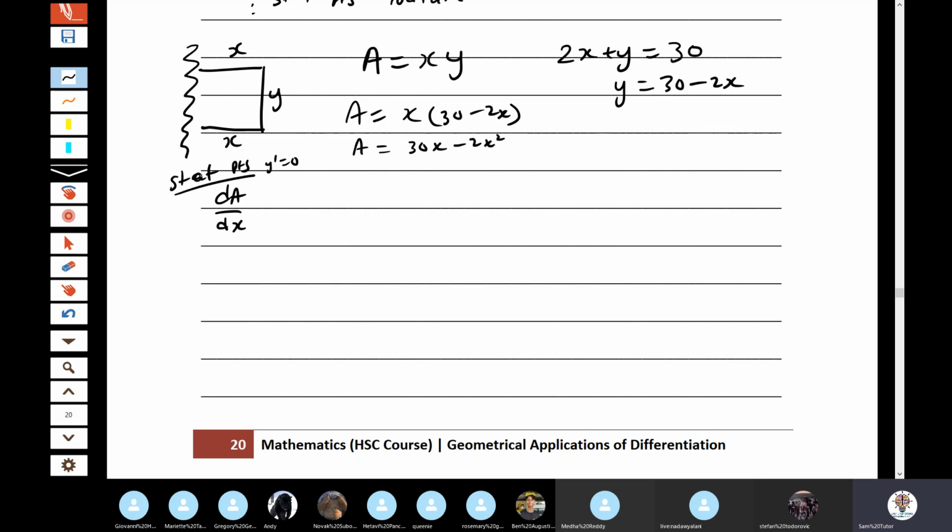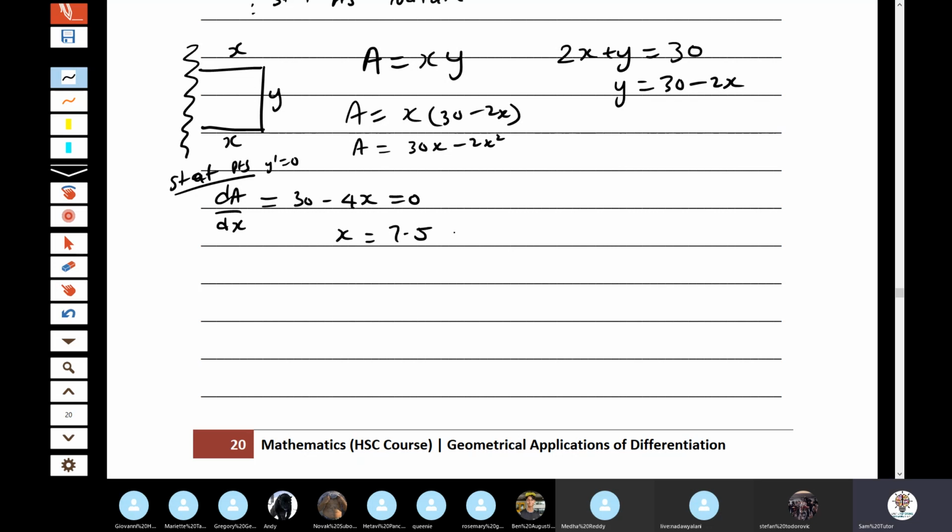You can't write A dash. I don't care if your teachers write A dash, don't write A dash. In the HSC, if we were marking it and we see A dash, we know you're a poor student. Not good. Don't write A dash. dA on dx equals 30 minus 4x. Make it equal to 0. X equals 30 divided by 4, 7.5. That's great. You just did some math.